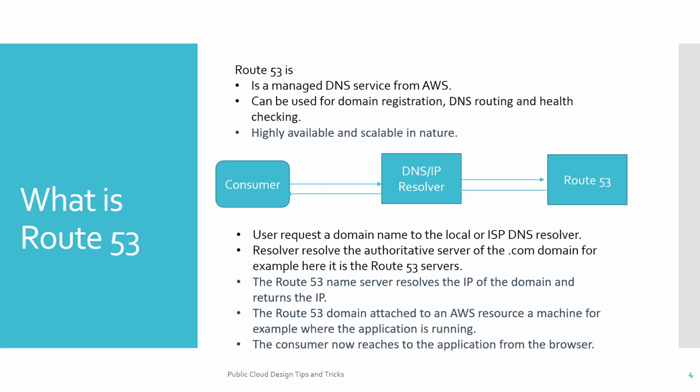Now, what is Route 53? Route 53 is a managed DNS service from AWS. It can be used for domain registration, DNS routing, and health checking. It is highly available and scalable in nature.